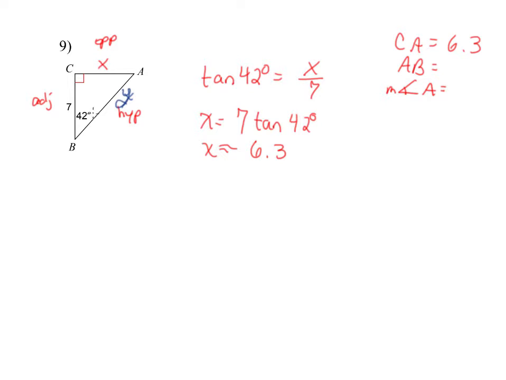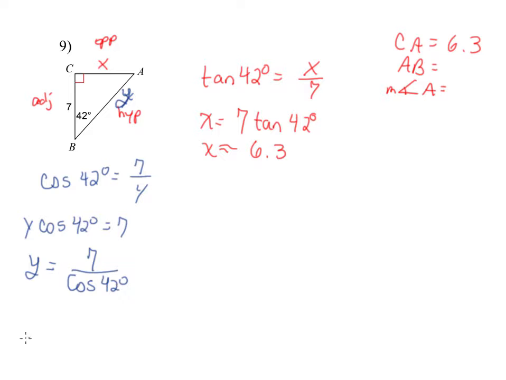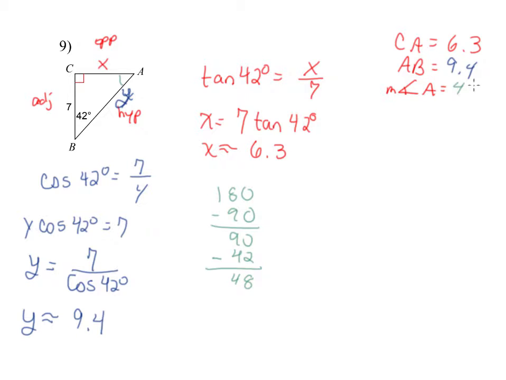I'm going to call line segment AB y. So I'm going to set up my trig function involving y and the given side 7, which is going to be the cosine. So y is 7 divided by cosine of 42 degrees. Punching that into my calculator, I get y is 9.4, or line segment AB is 9.4. To find the missing angle, subtract from 180 degrees, and I get 48 degrees.